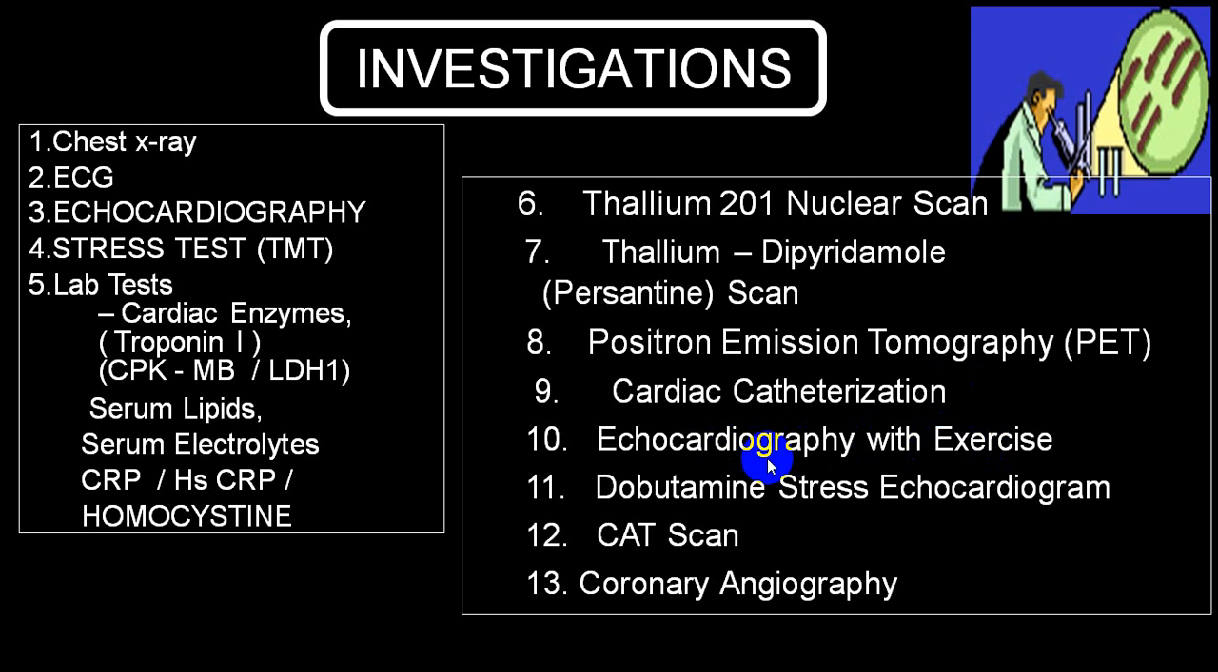Echocardiography with exercise, we call as a stress scan, stress echocardiography is usually done to identify ischemic heart disease group. There is also one test which is done by using dobutamine. It is called dobutamine stress echocardiography. That is also useful to find out ischemic heart disease group.